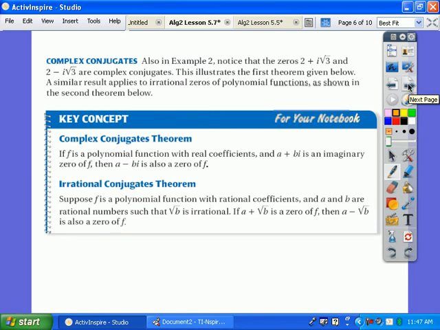So if you will join me here, and this is the complex conjugates theorem. Complex conjugates theorem. It says this. If I have a polynomial function with real coefficients, and a plus bi is one of the solutions. In this case, they say it's at 0, but it's one of the solutions. If I know that a plus bi is one of the solutions, then there also must be another solution that is a minus bi. That is, complex solutions always occur as pairs.